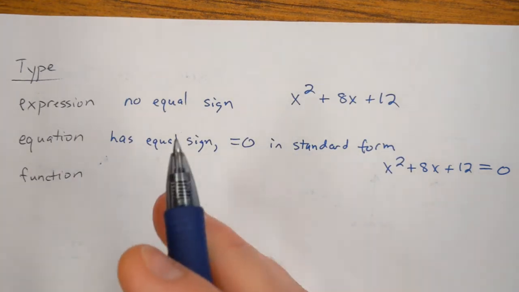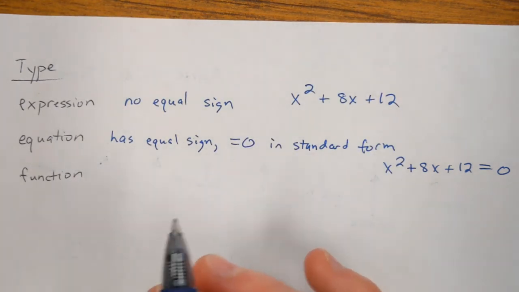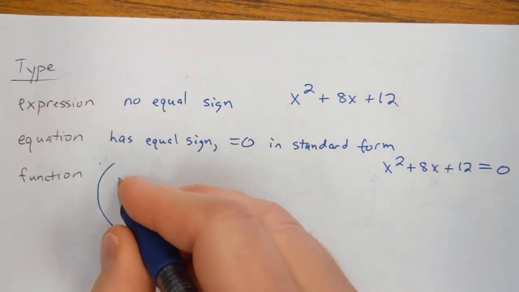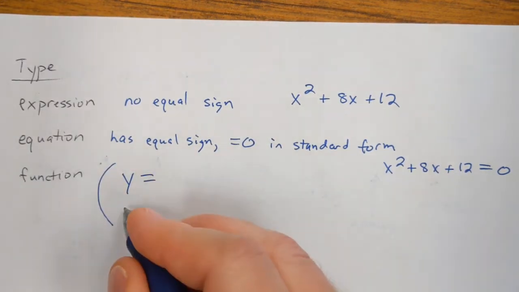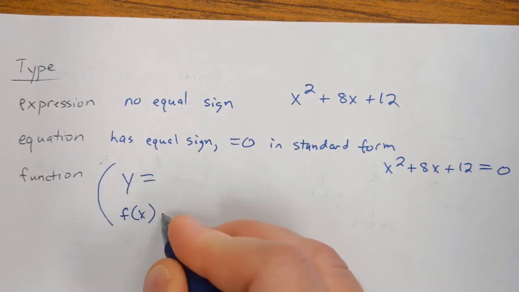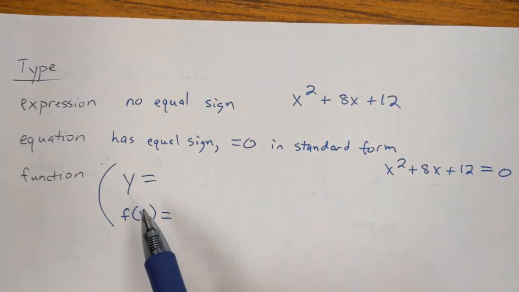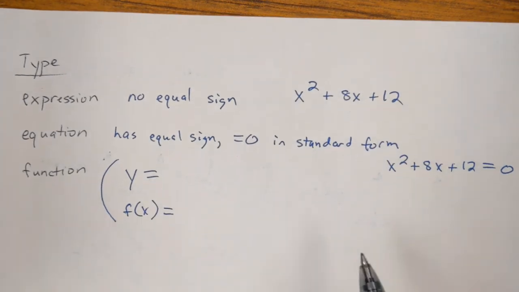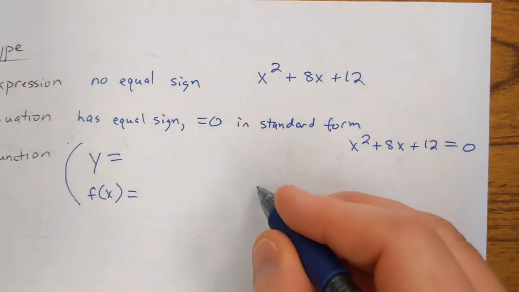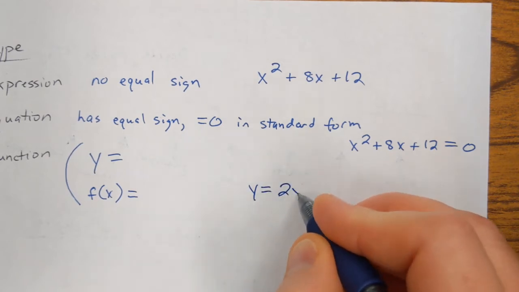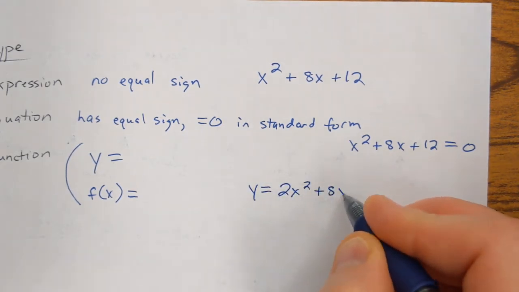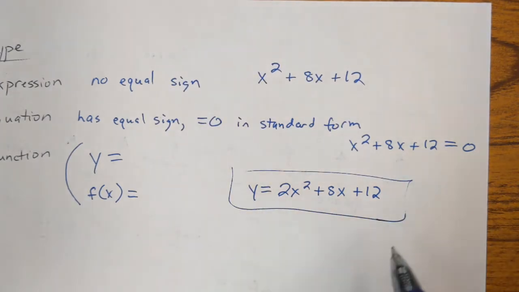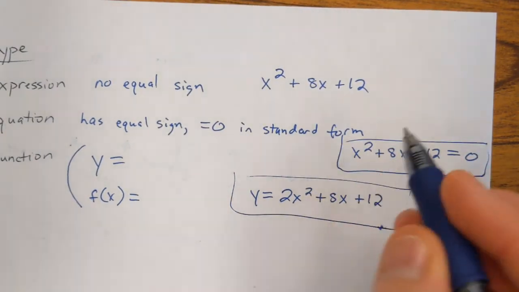A function is still an equation because it has an equal sign, but specifically a function is either going to be equal to y or it's going to be equal to f of x. Any equation that leads off with a y equals or an f of x equals is called a function. So if I took this same problem here and made it y equals 2x squared plus 8x plus 12, now this would be called a function. So here's an example of all 3 types.